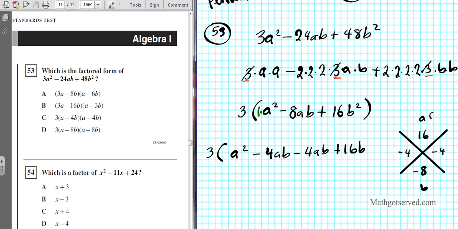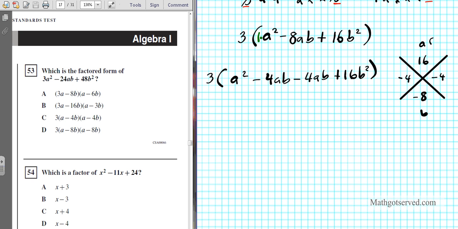So I'm going to rewrite this problem as 3 times a squared minus 4ab minus 4ab plus 16b squared. Okay? Now I'm going to factor it down the center and factor by grouping, all right? So break it down the center, and let's break it down term by term. So we're going to have 3 times a times a, minus 4 can be written as 2 times a times b, minus 4 can be written as 2 times a times b, plus, if we break 16 down, let's do that on the side here.